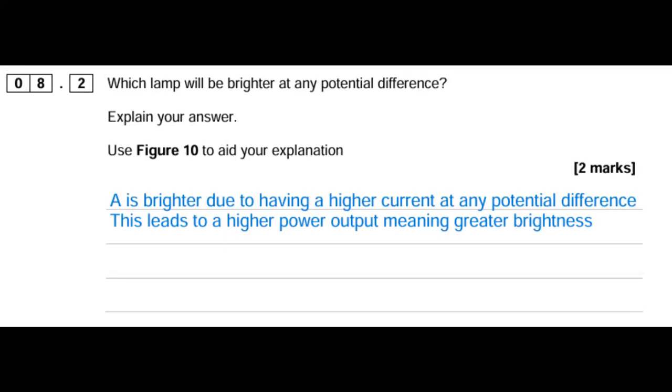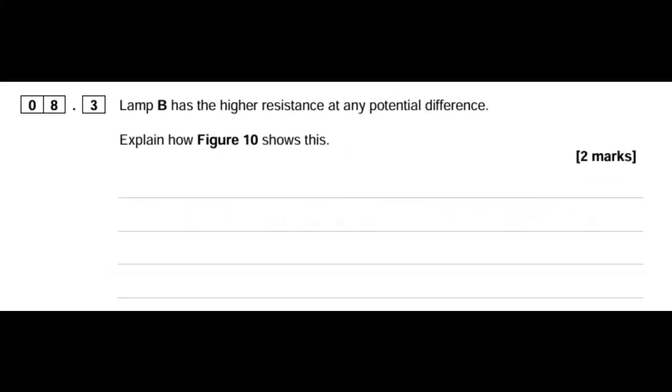And the answer for this question is that A is brighter, and this is due to having a higher current at any potential difference, which leads to a higher power output, which means more energy is being turned into light energy. This is due to, as I showed you earlier on the graph, for any given current, A had a lot higher potential difference.